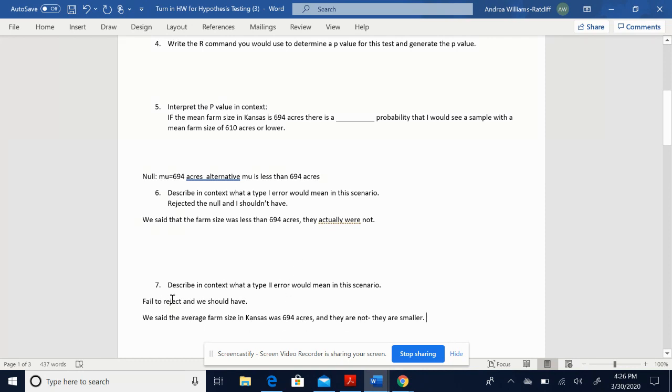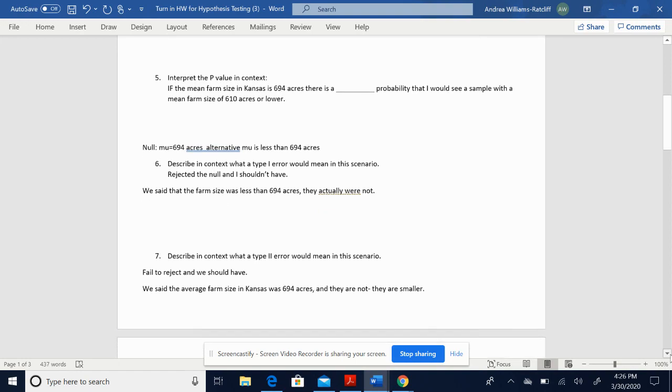So if you're just saying stuff like this, it is not going to get you credit, not going to work. It has to be in context. It has to match up with that scenario. And if you do not do that, okay, then it is going to be wrong.